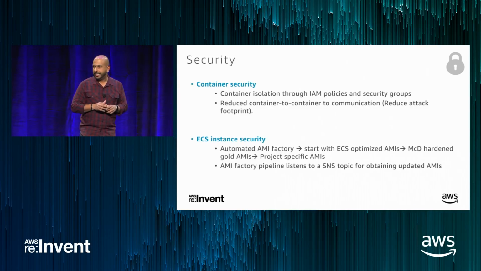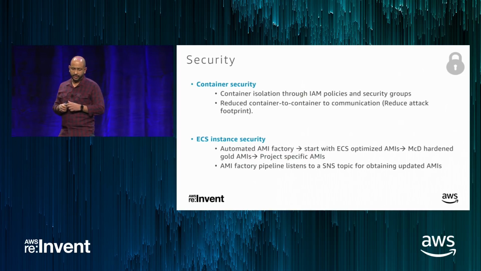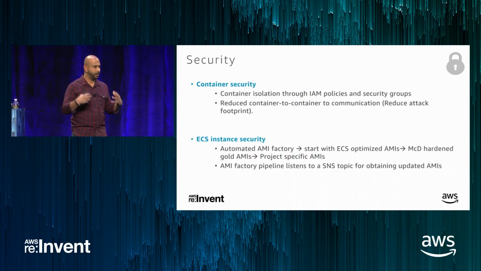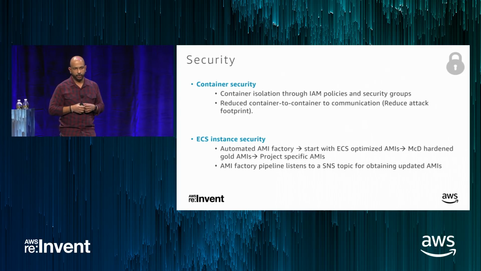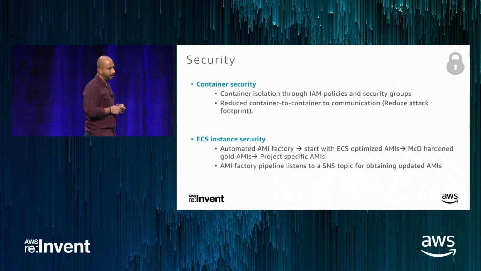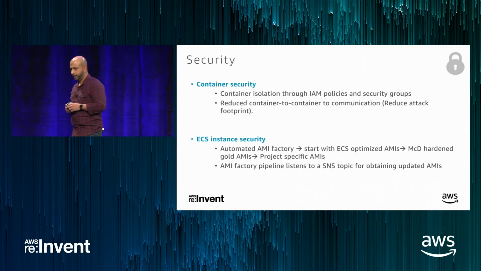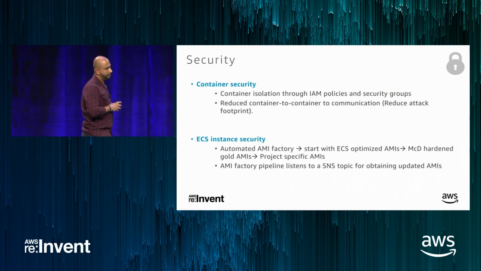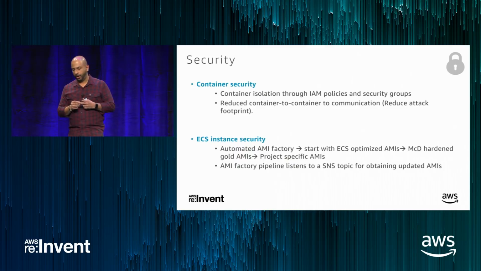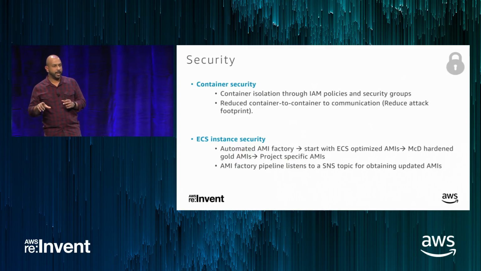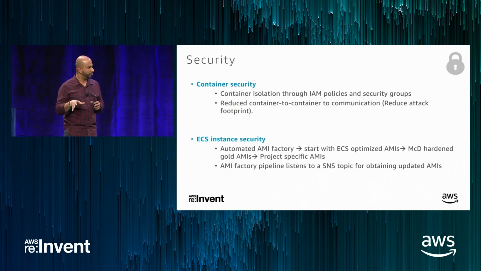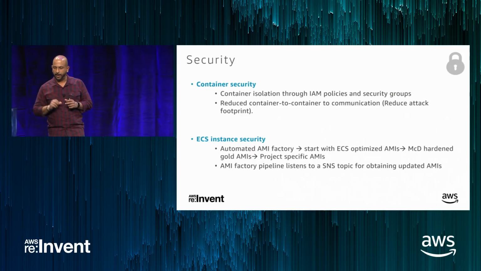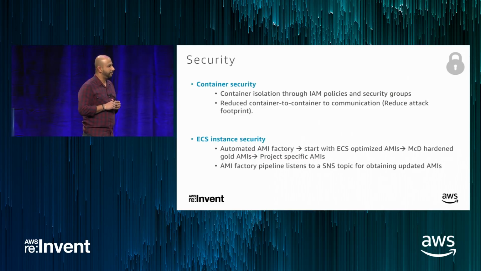The second point is ECS instance security. This is important because all these containers will run on these EC2s, right? You have to make sure these EC2s are patched and hardened so that there are no vulnerabilities on the cluster. For this, we have an automated process that gets the latest AWS ECS optimized AMI, and then we apply our own hardening and install our own security clients on that, and then it will spit out the application-specific AMI. We call this process our AMI factory.